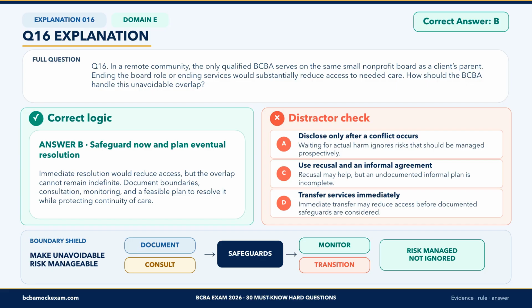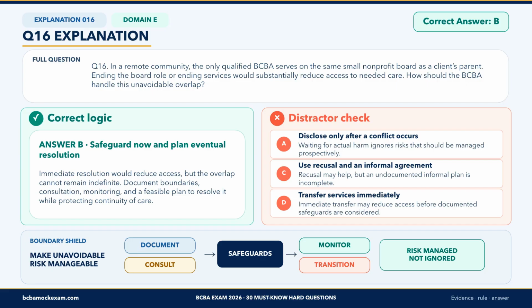When immediate resolution is not possible, the BCBA should document safeguards, define boundaries, seek consultation, monitor risk, and develop a plan to eventually resolve the multiple relationship while minimizing disruption to needed services. The boundary shield moves from documentation and consultation to safeguards and monitoring, then to a feasible resolution plan.